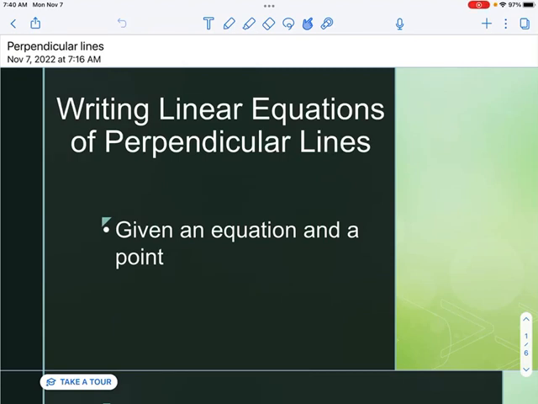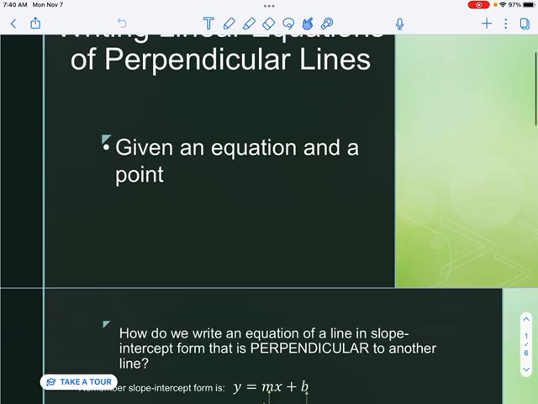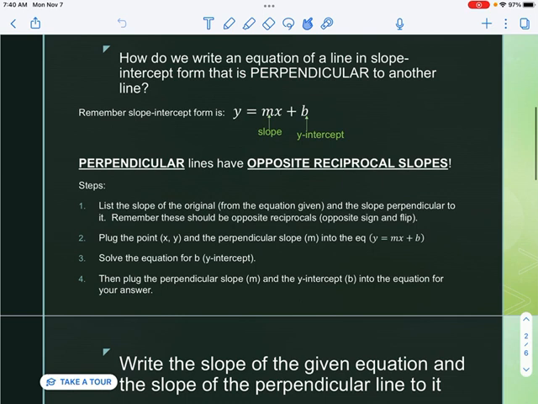All right, today we are going to go into perpendicular lines, so writing linear equations of perpendicular lines. We will still be given an equation and a point. Okay, so first off, let's just quickly review.